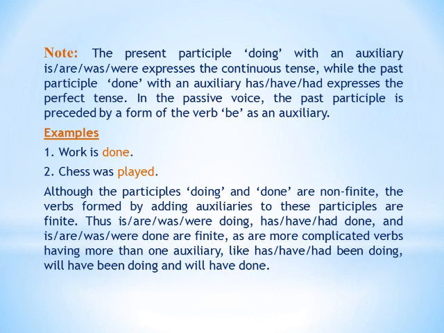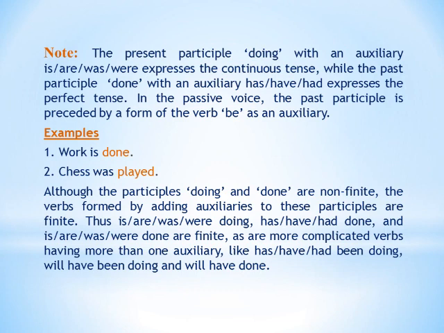See the example sentences. Number 1. Work is done. Number 2. Chess was played. In both these sentences of passive voice, done and played are the past participles which require the auxiliaries is and was to convey full sense.